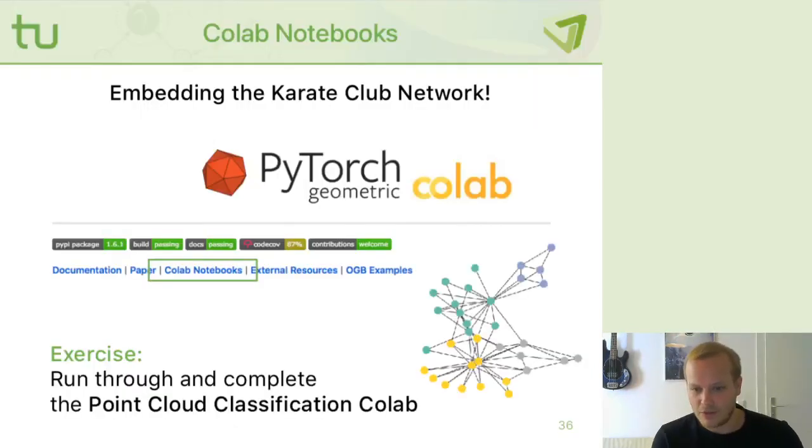Okay, so that was the run-through of the first Google Colab notebook, which embedded the Karate Club network. And as a small exercise, I want you to run through and complete the point cloud classification Colab notebook if you're interested. Of course, you can also experiment with the other Colabs as well.